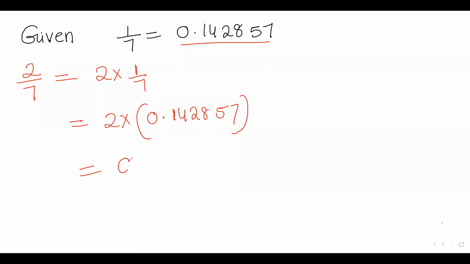On multiplication, we get 0.285714. That's it. If you notice here, when you are having 2 by 7, from here it is starting 285714. Okay. Now let us go to the second bit.